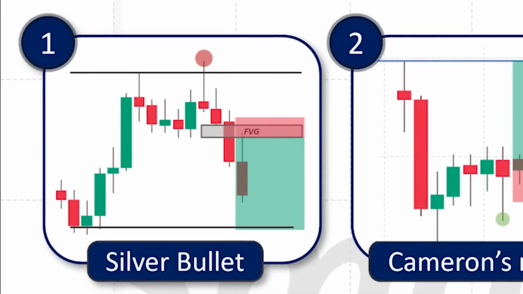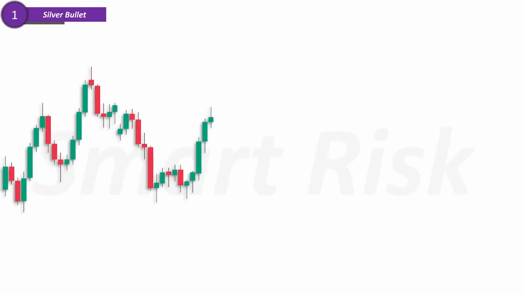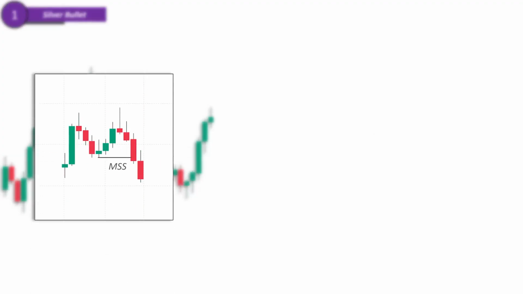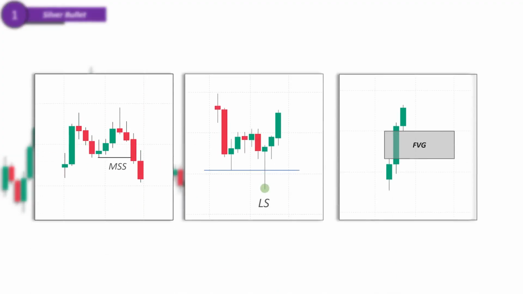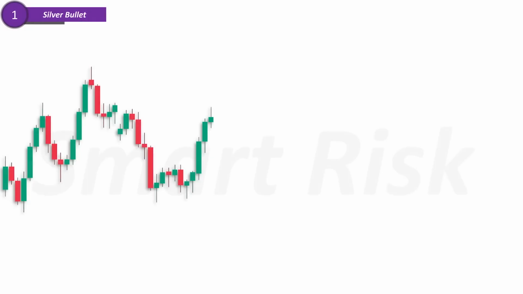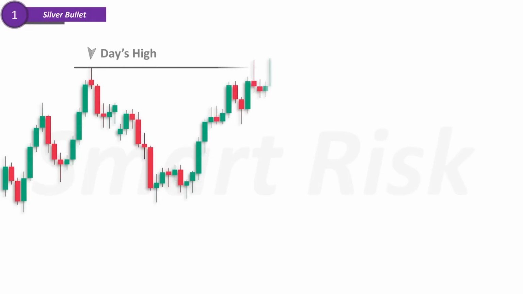Number 1. The Silver Bullet Trading Setup. The Silver Bullet is an ICT trading strategy that combines three main concepts: market structure shift, liquidity sweep, and fair value gap. To trade Silver Bullet, wait for the price to break above the day's high during the London or New York session, and then quickly return inside the range, taking out the buy-side liquidity.